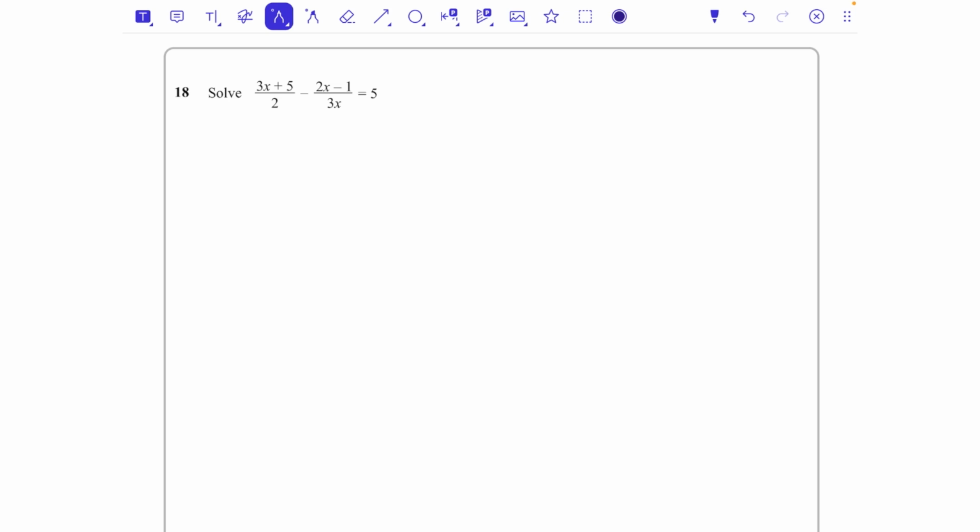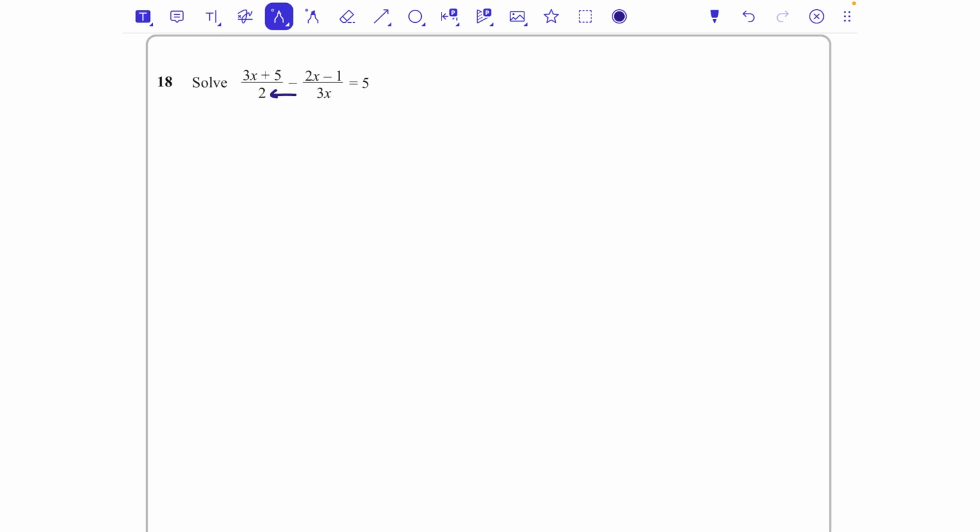So I'm going to make both of these fractions out of 6x. 6x is the first multiple of both 2 and 3x. So I'm going to use 6x as a common denominator. Now you might have got that by just multiplying them together.